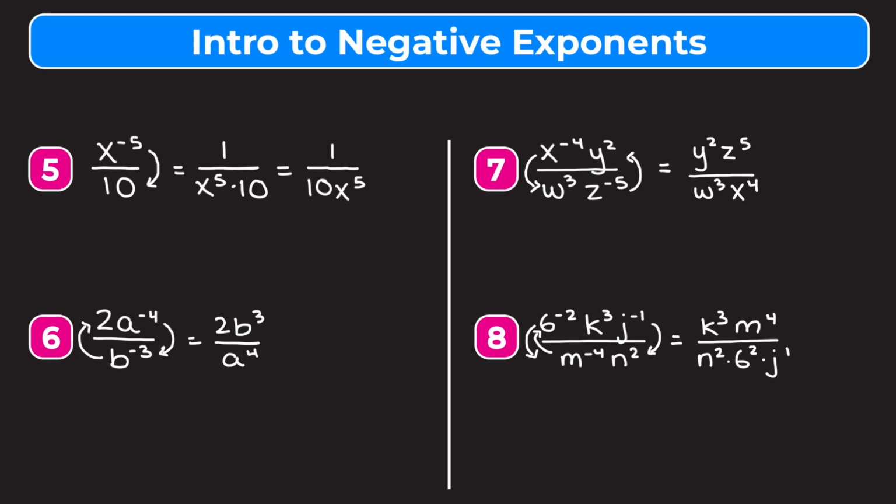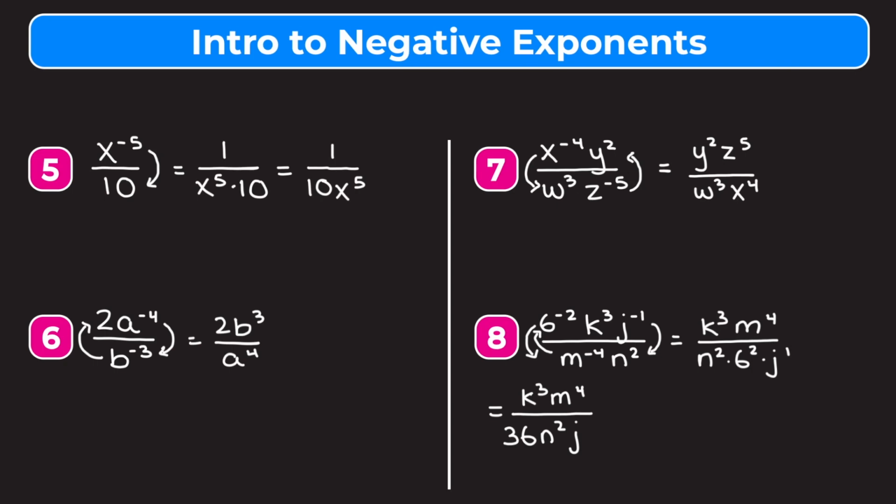Now we just want to actually evaluate 6 to the second because it's a number. On the top, we'll keep k to the third, m to the fourth. On the bottom, I'm going to put the 6 to the second in front, and 6 squared is going to give me 36. I still have my n squared, and j to the first is just j.